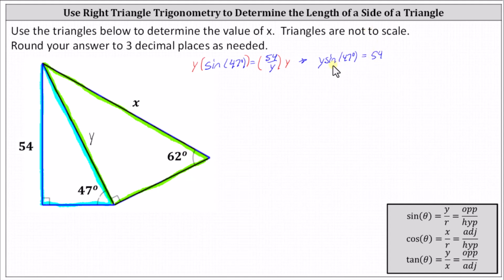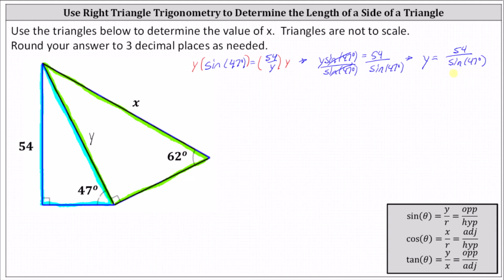And now we divide both sides by sine 47 degrees. Simplifying, we have y equals 54 divided by sine 47 degrees. Now we need to use y to find x, so we don't want to round y to 3 decimal places. We want to use the exact value for y.